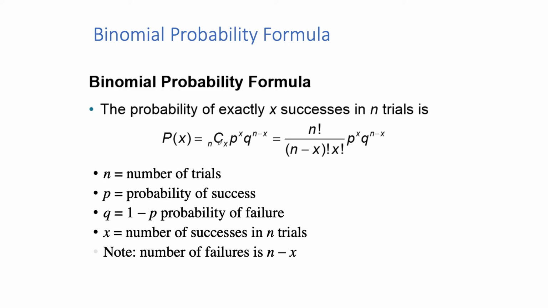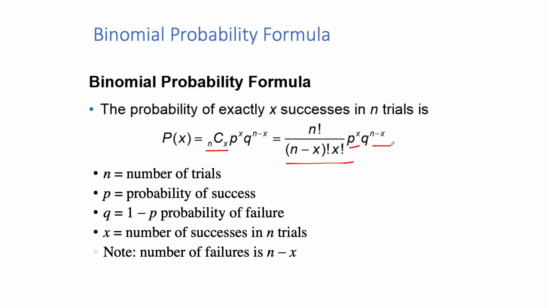We don't really care about the order in which the trials are successful, times p raised to x. p is the probability of success on any given trial raised to the number of successful trials, times q, the probability of failure, raised to the number of unsuccessful trials. Remember, the formula for nCx comes down to n factorial over n minus x factorial times x factorial. That's basically the formula for nCx, times p raised to x times q raised to n minus x. So that's the binomial formula. So we'll go with the binomial probability formula.